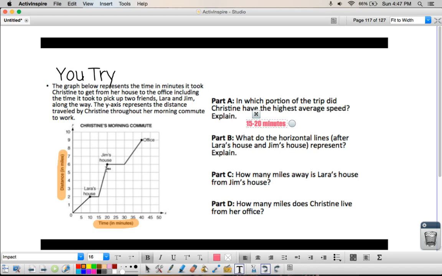Part B. What do the horizontal lines after Laura's house and Jim's house represent? So she goes to Laura's house and she stopped. She goes to Jim's house and she stopped. So what that means is that she's waiting for them to come out of their house.